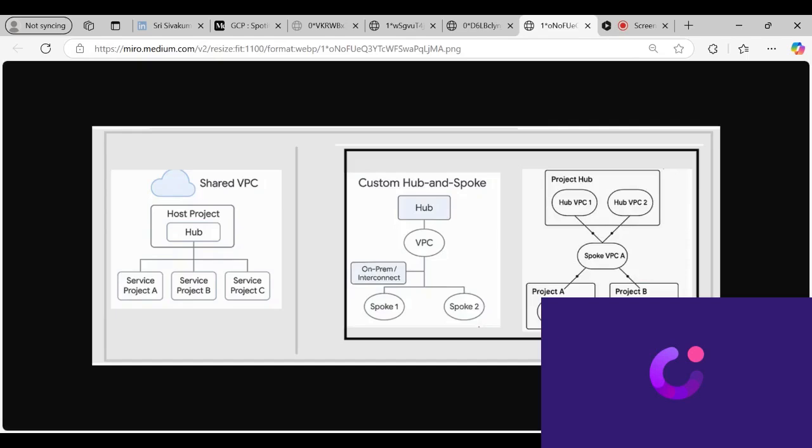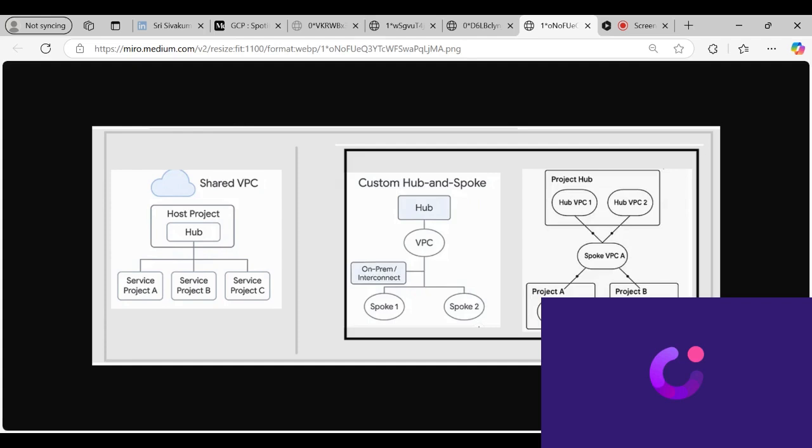Today, we'll discuss VPC in cloud, Google Cloud Platform. There are two types of architecture in place. One is called shared VPC, and the other is called hub and spoke architecture.